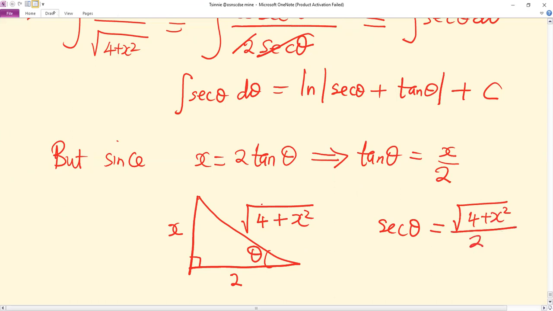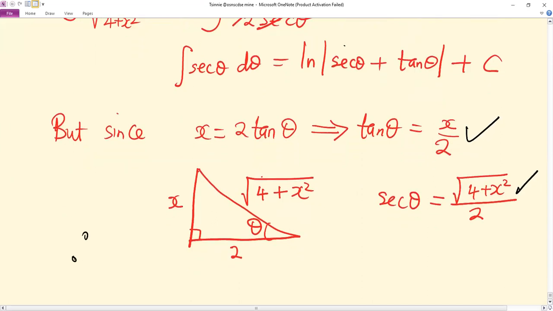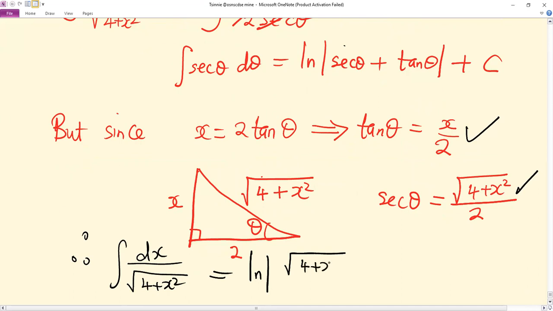So everything in the integral, we have it. Sec theta, we have it here. Tan theta, we have it here. So therefore, the integral of dx over the square root of 4 plus x squared will be given by ln of sec theta, you put square root of 4 plus x squared divided by 2, plus tan theta, you put x over 2, and then plus constant of integration c. So that is the solution to that given problem. Thank you.